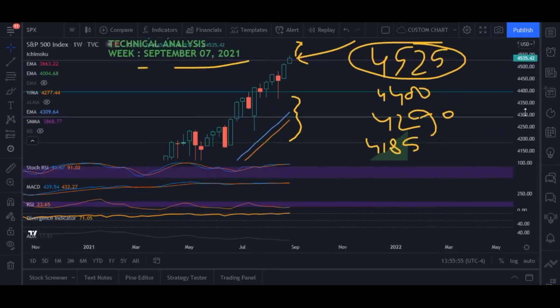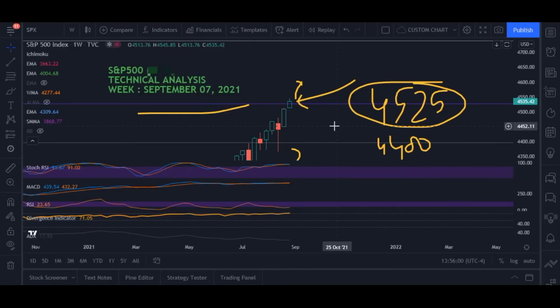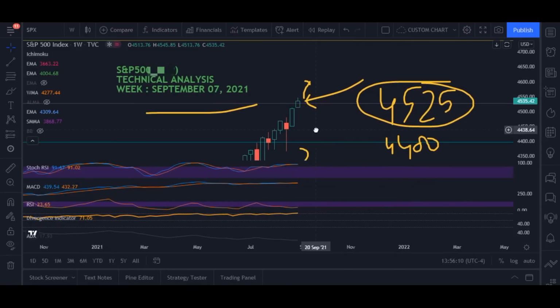And if we consider the other technical indicators here, then we have stock RSI. This is the weekly chart. Remember, this is not the daily chart. This is the weekly chart. On the weekly chart, stock RSI is heavily bullish. MACD is marginally bullish, but MACD is also supporting the stock RSI here. And momentum, there is very little momentum that is supporting the bull trend.